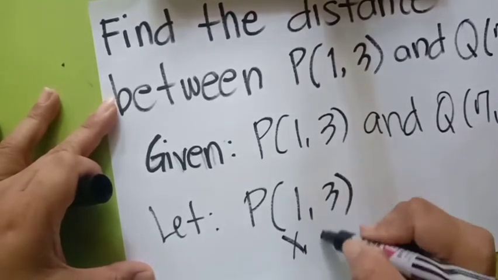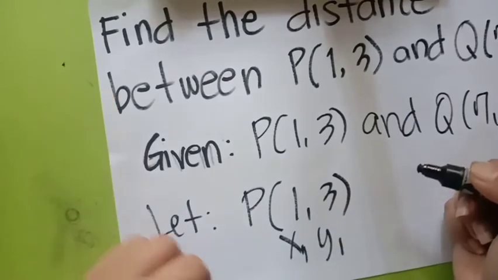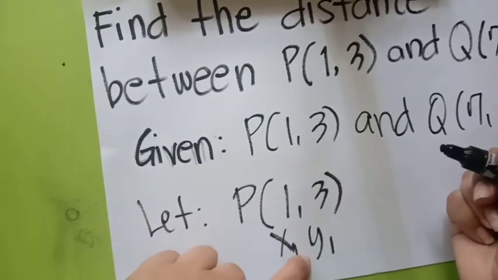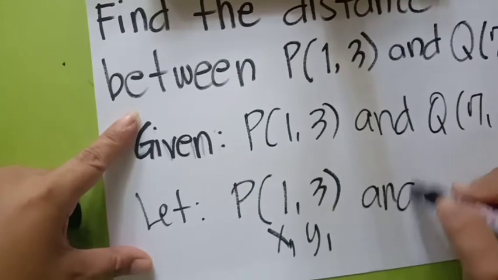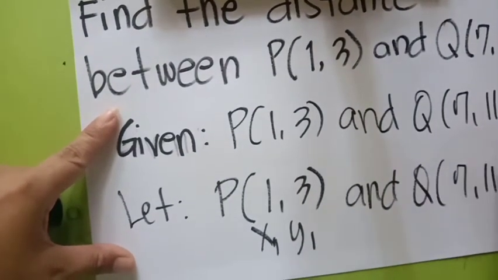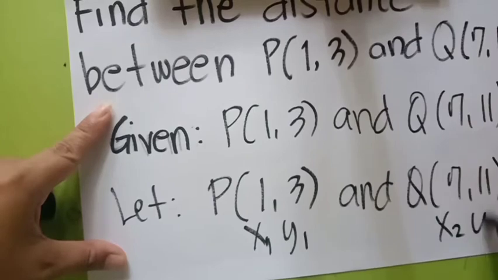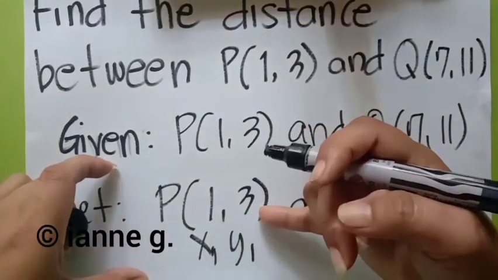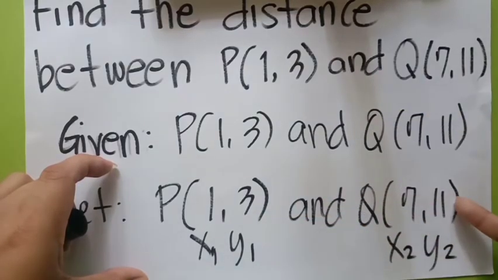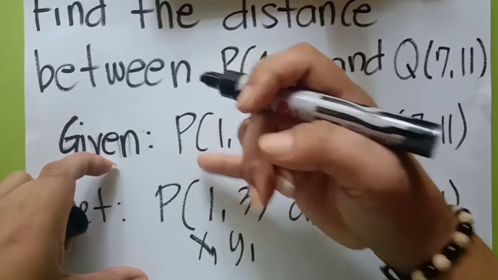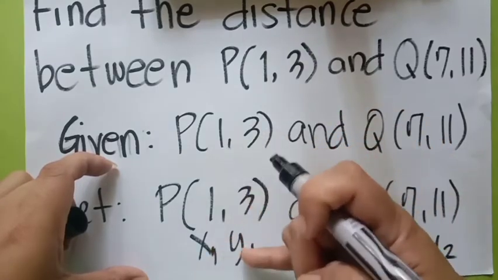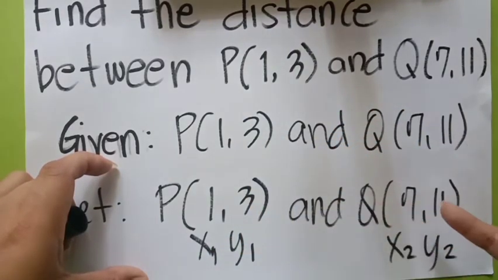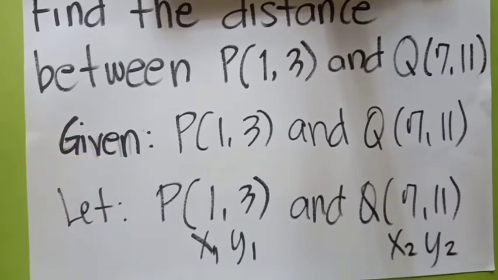So, x sub 1, y sub 1. So, gawin nating x sub 1 is yung 1 and y sub 1 yung 3. And, so yung Q natin is 7, 11. That will be our x sub 2 and y sub 2. So, para hindi kayo malito, lagyan nyo na agad ng label yung given coordinates nyo. So, yung point P natin, 1, 3, that will be our x sub 1 and y sub 1. And yung point Q natin, so 7, 11. So, yung 7, that will be our x sub 2. And yung 11, that will be our y sub 2.